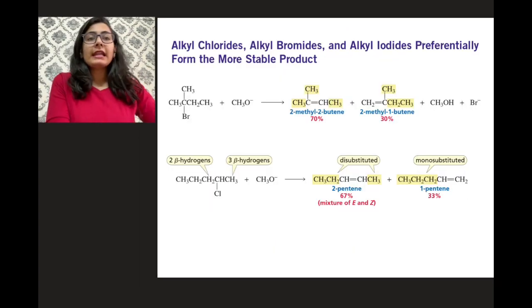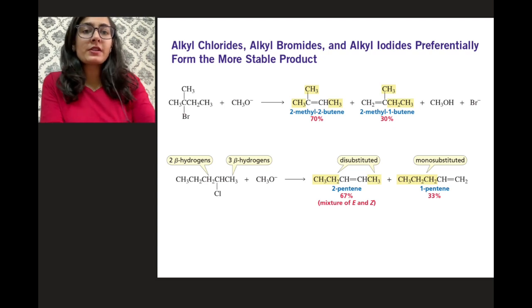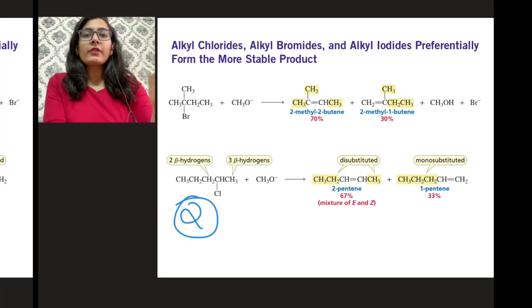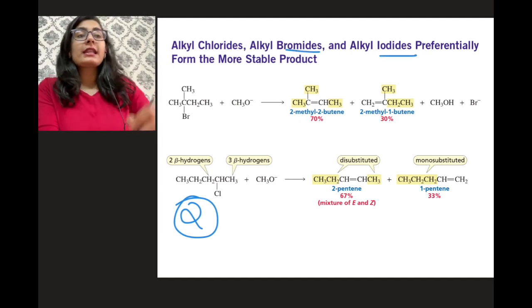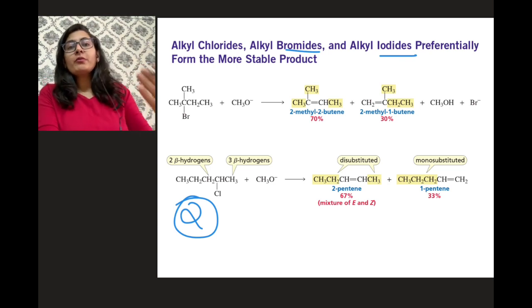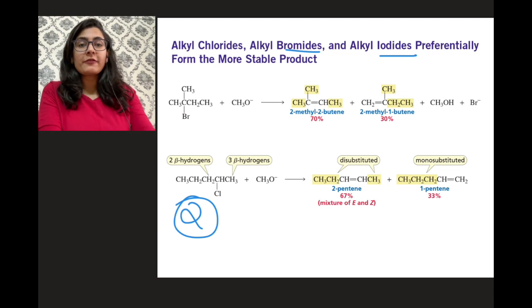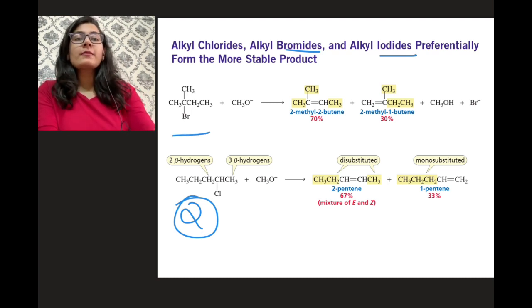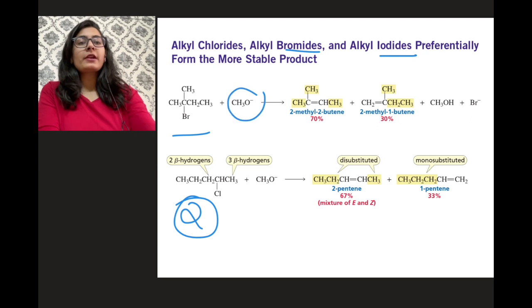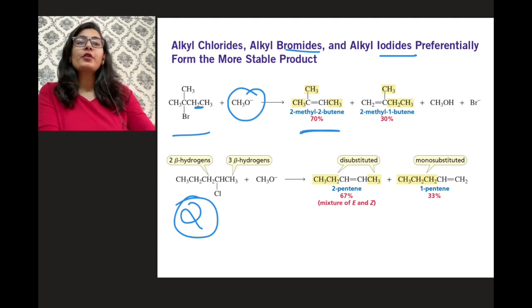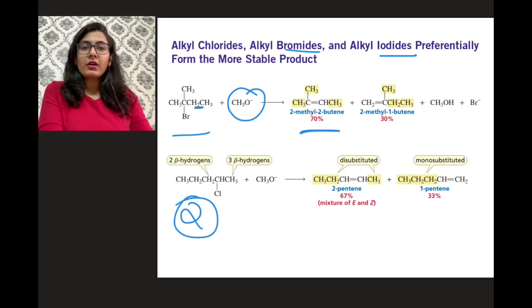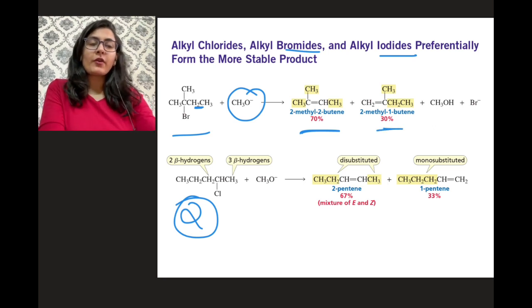Okay. Now you see factor number 2 over here. In factor number 2, we see that alkyl chlorides, bromides, and iodides preferentially form the more stable product, that is the Saytzeff product. So here we are taking an unsymmetrical alkyl bromide with the same ethoxide base, that removes a proton from the middle, the more substituted carbon, and gives you 70% of the 2-methyl 2-butene, which is the Saytzeff product, and only 30% of the less substituted or the Hoffman product.